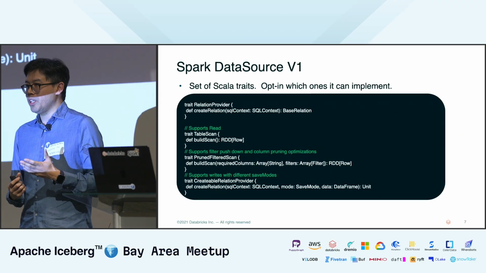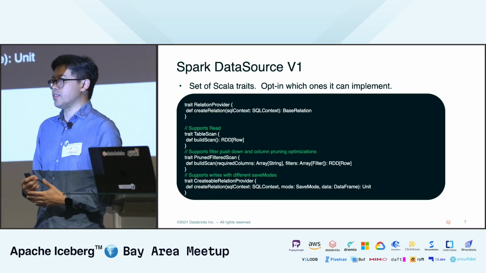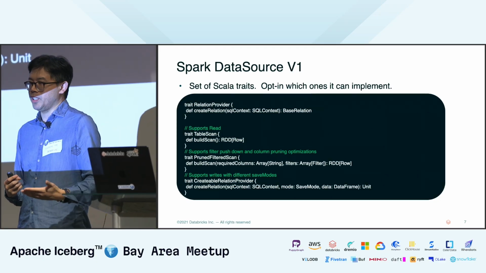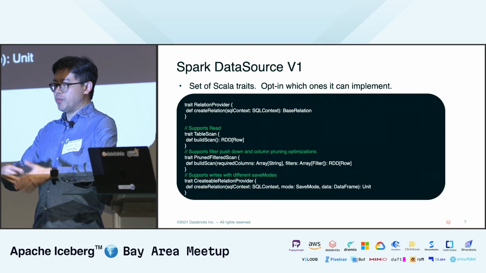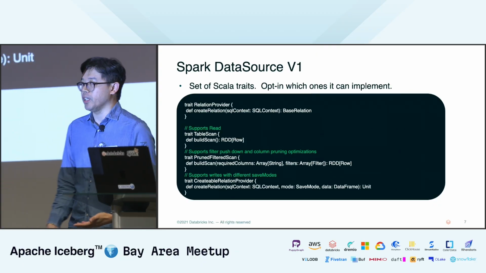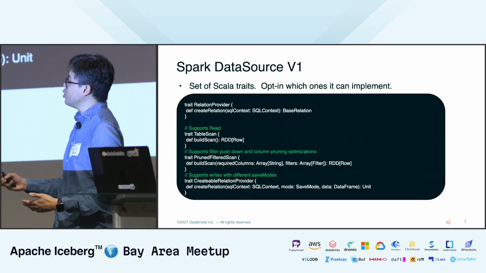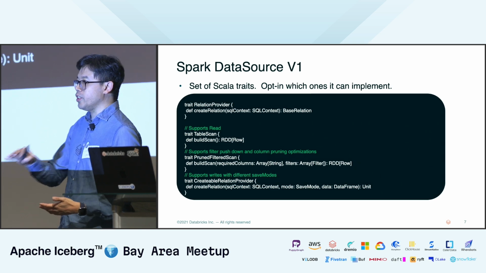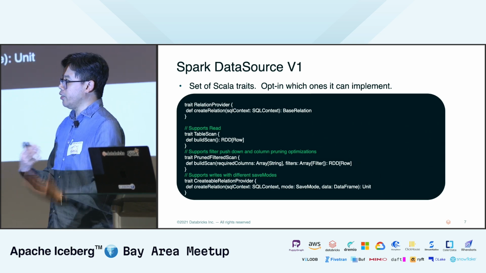So the data source V1 API is a set of Scala traits. In Scala, a trait is something like an interface. It's just like an empty class with a method, but no body. And so the data source actually needs to select a few of these traits to implement. And that's how the API works.